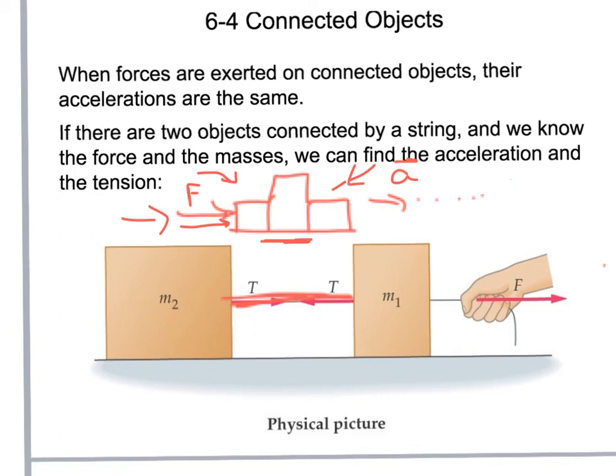If say this one right there moved at a faster acceleration, then it's moving faster than these 2 boxes, and consequently it would no longer be in contact with these boxes. If this one sped up, it wouldn't be in contact anymore with the other ones. So as long as they're staying in contact with each other, they're moving at the same rate.